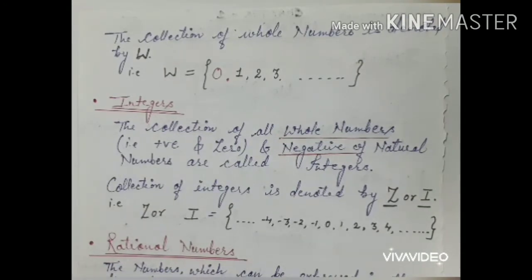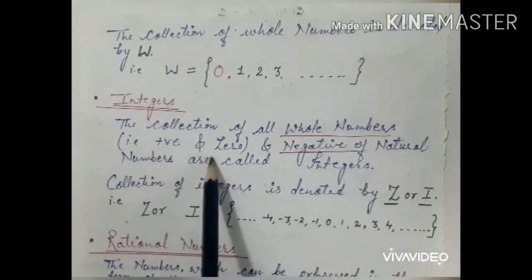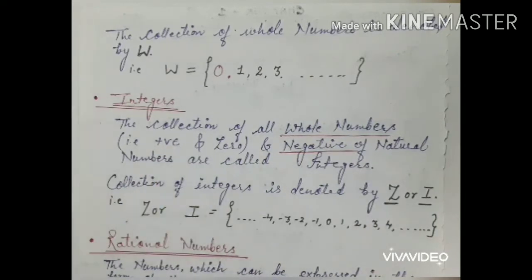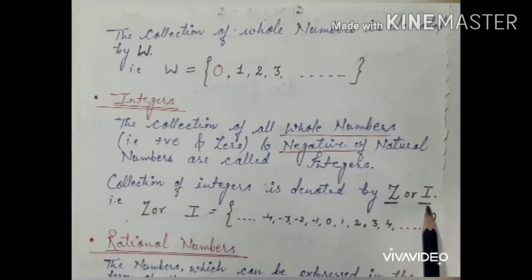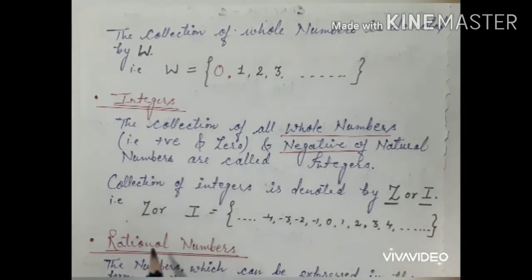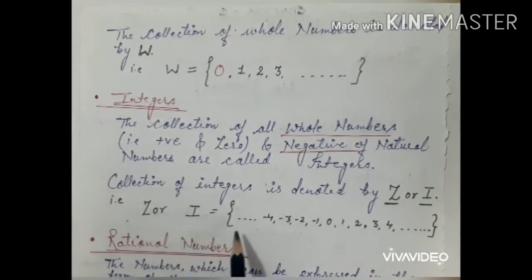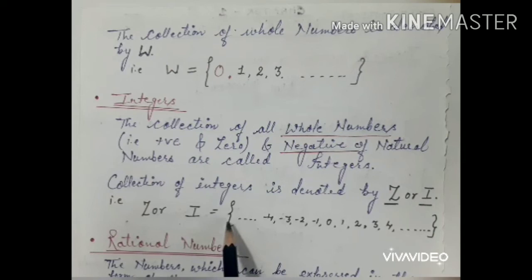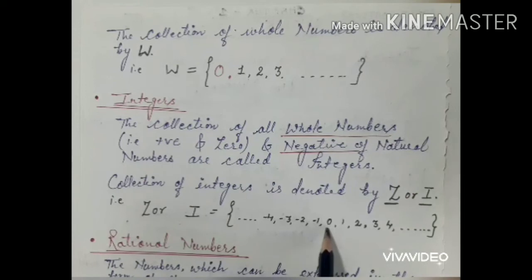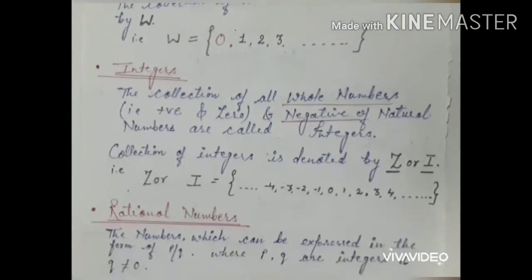Then integers. What is an integer? The collection of all whole numbers, positive and 0, and the negative natural numbers are called integers. The collection of integers is denoted by capital Z or I. We can denote it with I also, and Z. So Z equals, we can write here all the negative numbers: minus 4, minus 3, minus 2, minus 1 and 0, and then 1, 2, 3, 4.